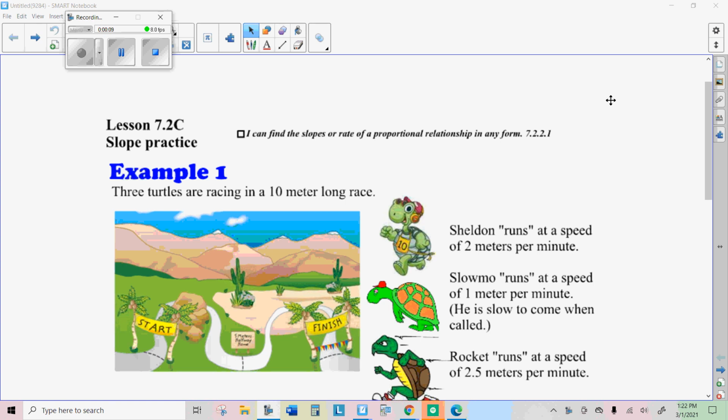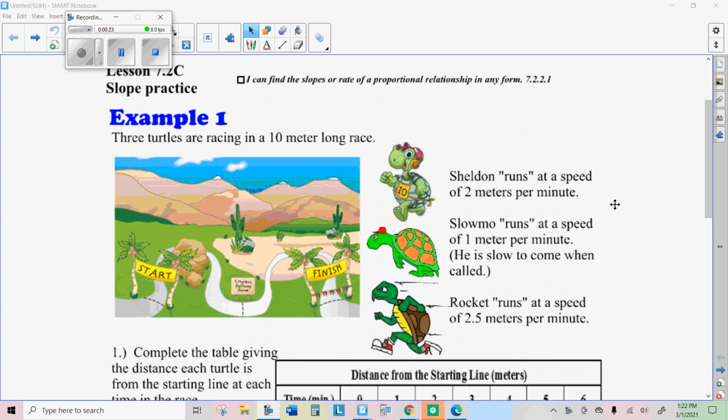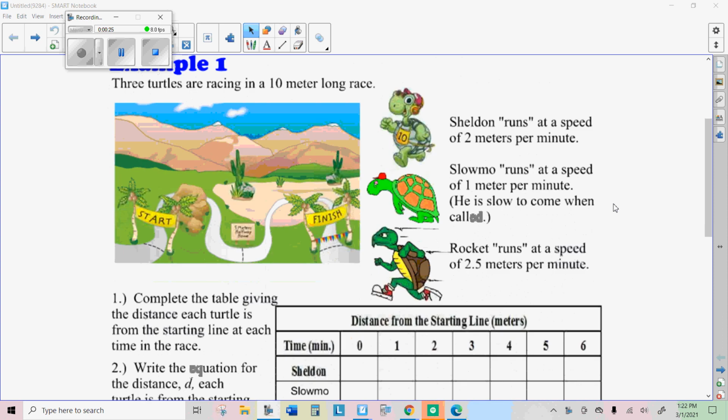Today we're going to do lesson 7.2c. We are going to learn how to graph equations given the slope and the y-intercept. So let's do a little race here to get started. Remember that the rate is the same as the slope.